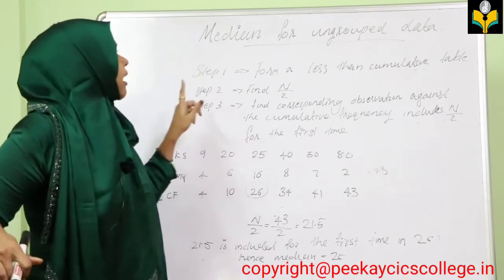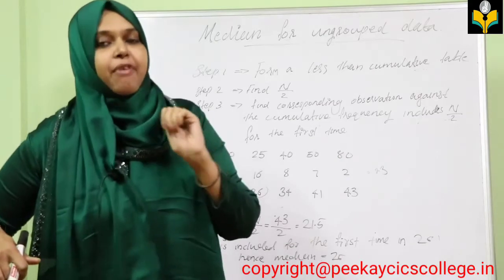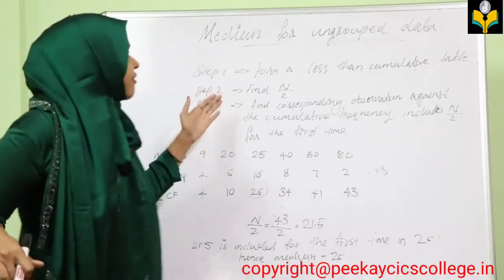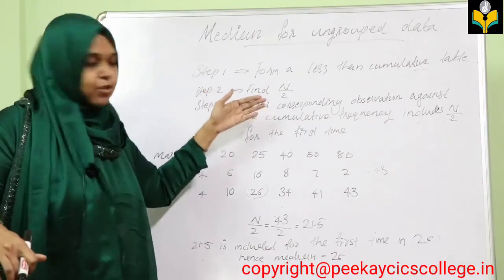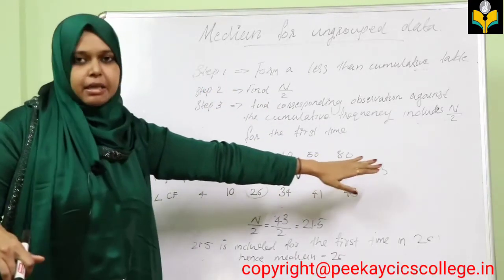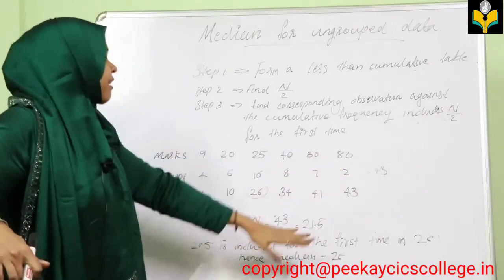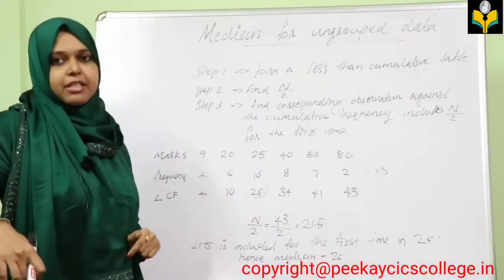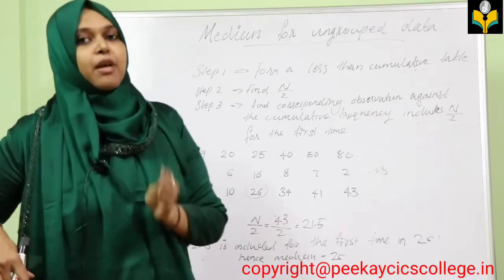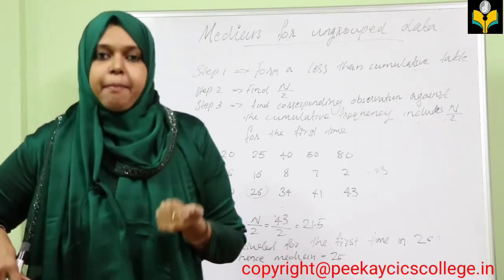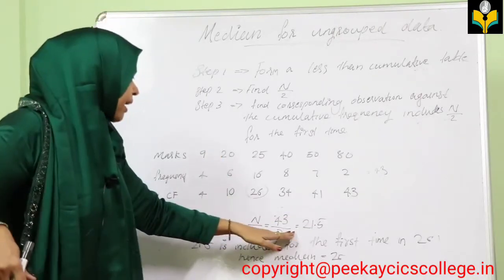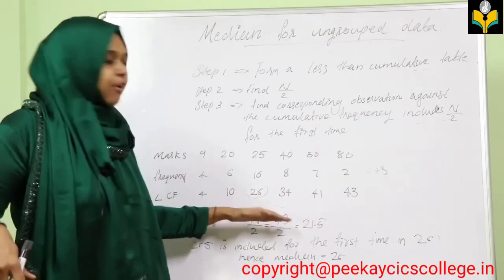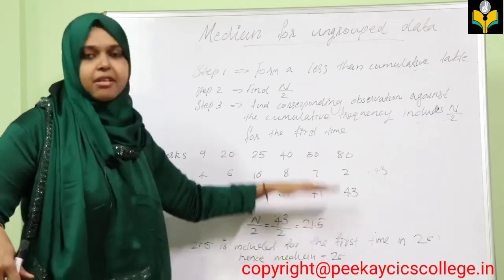So for ungrouped data, we have to find the less than cumulative frequency, and the next step is to find n by 2, where n is sigma f. After that we have to find the value which includes n by 2 for the first time. Our n by 2 is 21.5, so we need to look in which cumulative frequency this 21.5 is included.